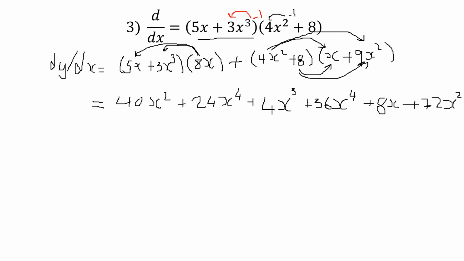From this point, we just look to see which terms can be combined and tidy up our answer. Again, we're starting from the highest degree. Here I see we have x to the 4th, and here I see another x to the 4th, so I can put these two terms together. 36 and 24 are both positive, so we add them, and that gives 60. So that will be 60x to the 4th.